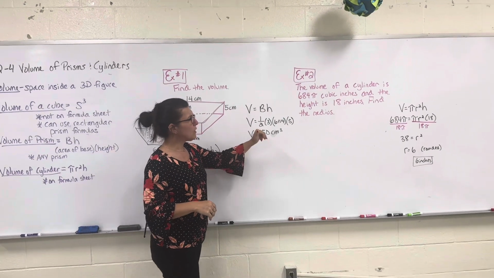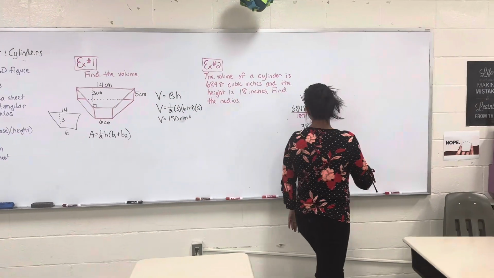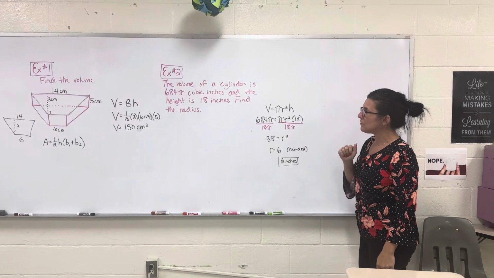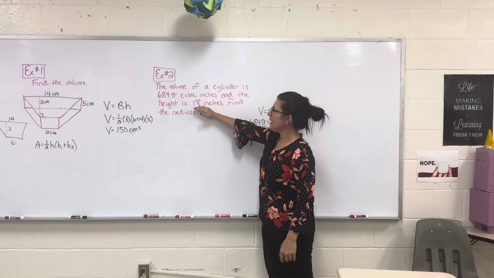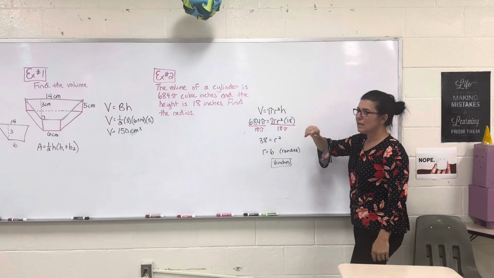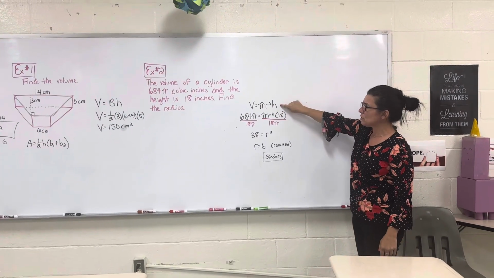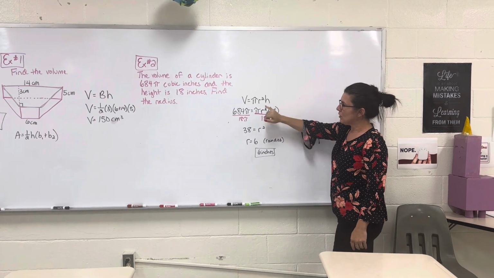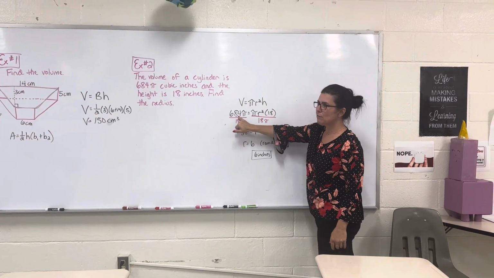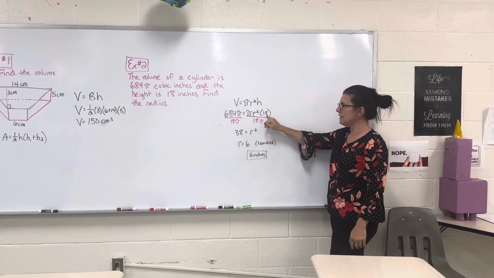The next one, we have a volume of a cylinder given to us, and we're working backwards to find the radius. Volume is 684 pi, height is 18, we're asked to find the radius. Like any of these problems, you want to make sure you start by writing your correct formula. This is the volume of a cylinder. We know that the volume is 684 pi. We know the height is 18.